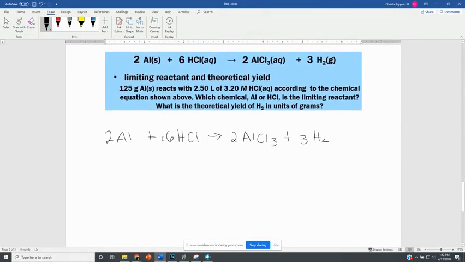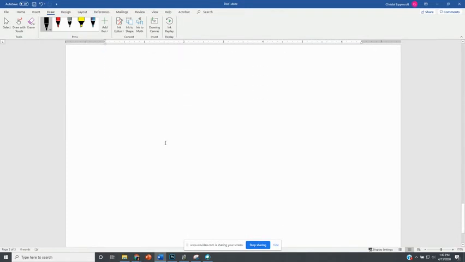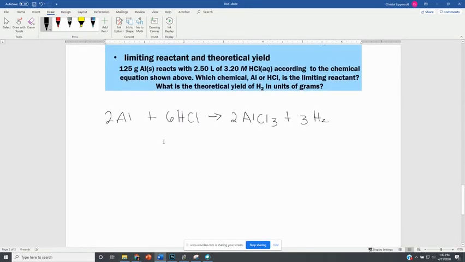All right. So the next one, I believe this is our last one, is trying to determine limiting and theoretical yield. So how much we're going to make of this item. So here we're starting out with 125 grams of aluminum. So I need to calculate 125 grams.